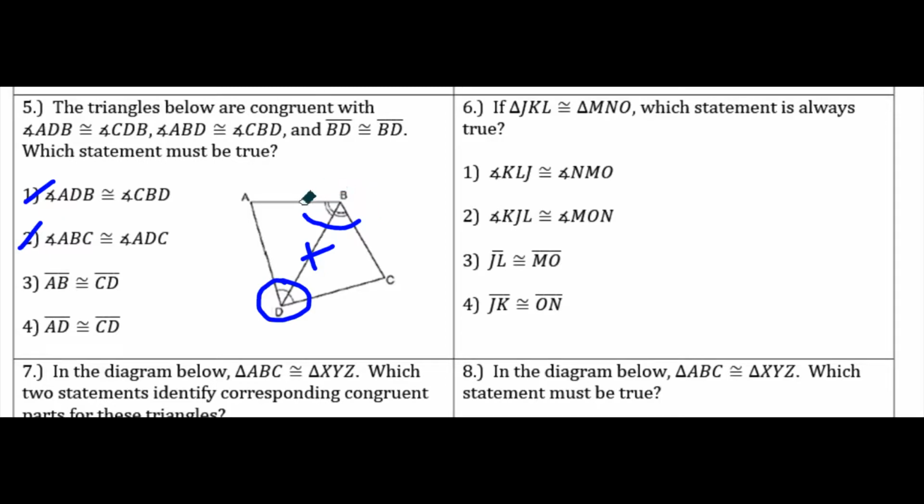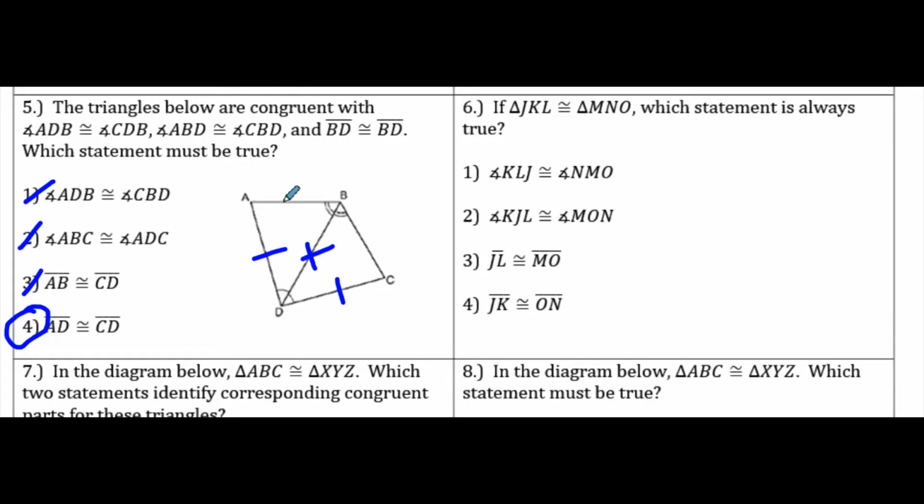Okay, next, choice 3, AB is congruent to CD. So AB here, congruent to CD here. Now this doesn't make sense because if we reflect this triangle over BD, AB would not go on top of CD. That doesn't make sense. So the correct answer has to be 4, but let's check it out. This one says AD, congruent to CD. Yes, these sides are the same length. If I fold AD over, it will land on CD. Okay, so there's that one.